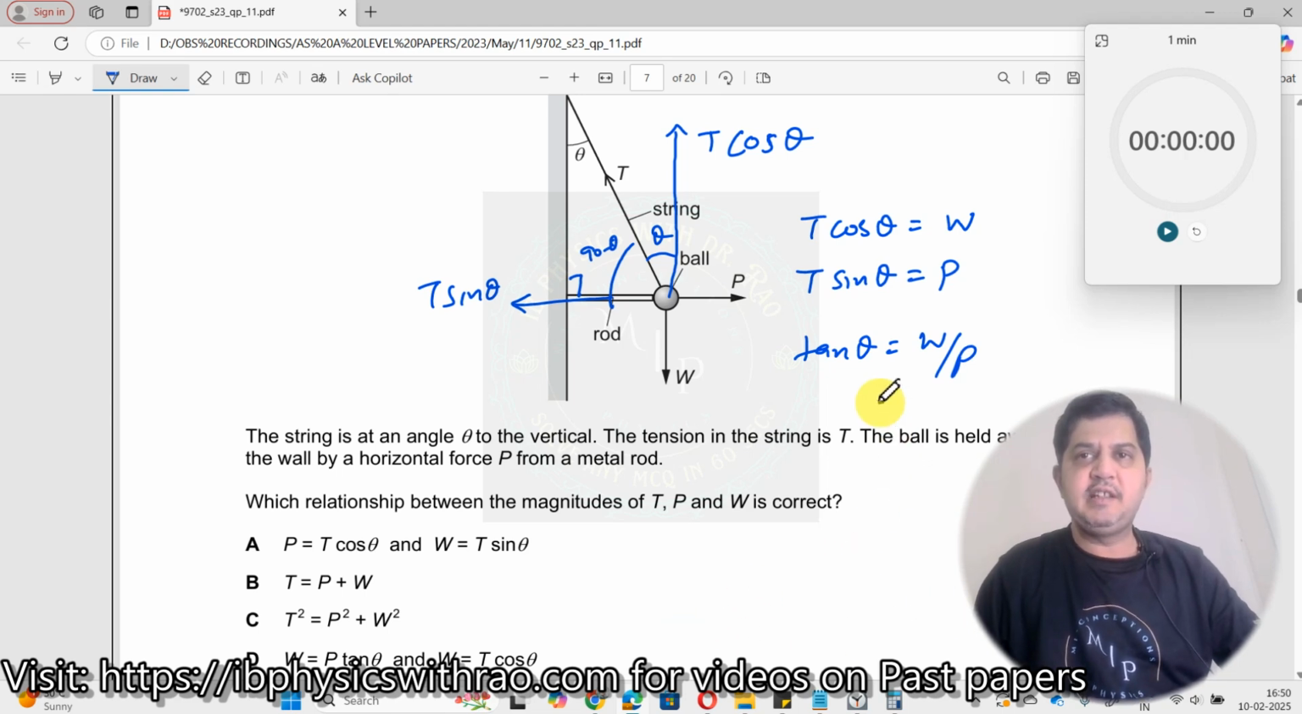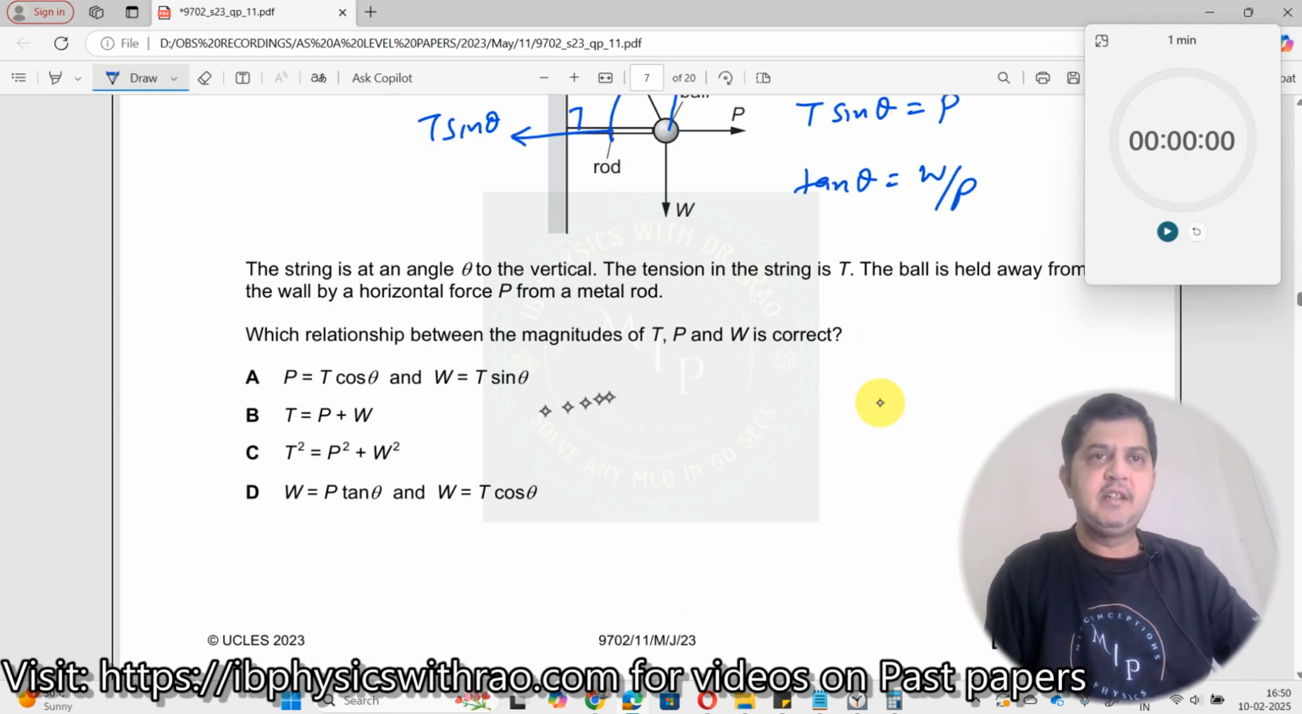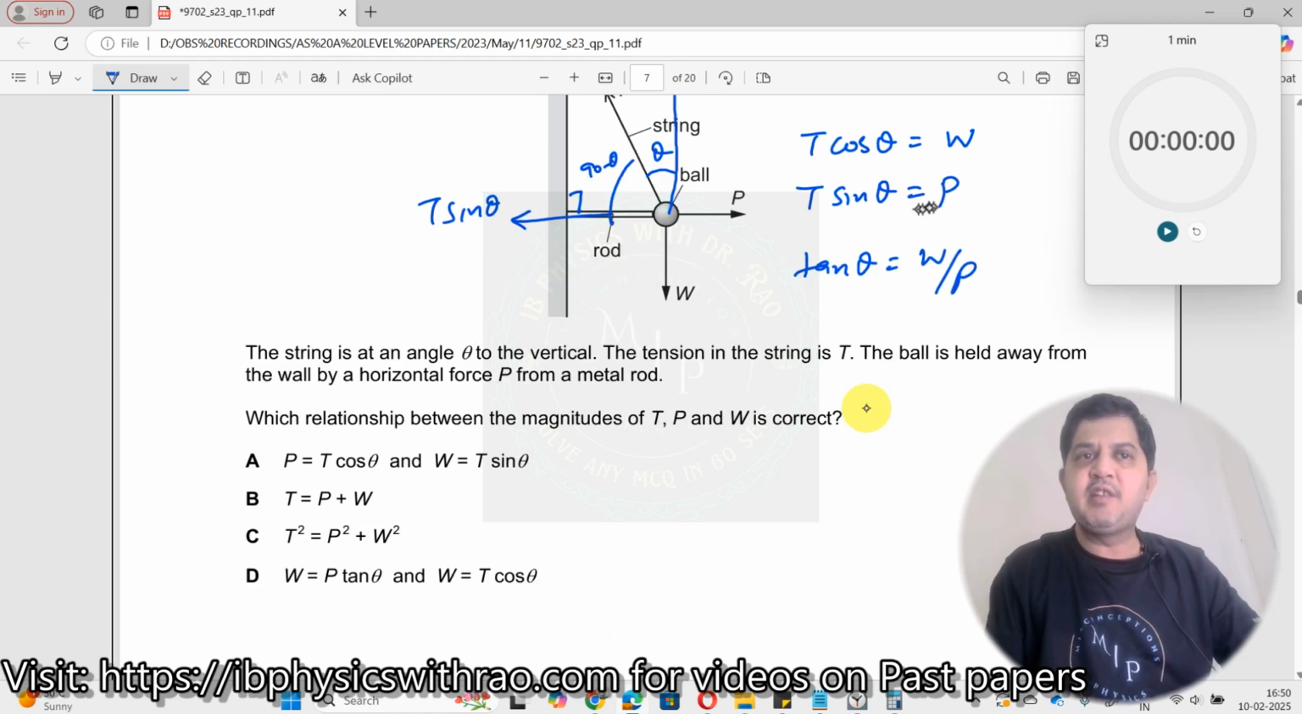Okay. Now let us look at this one equation that we have. Now P equal to T cos theta. Is it possible? P equal to T cos theta? No. P equal to T sin theta. This is wrong. Then T is equal to P plus W.